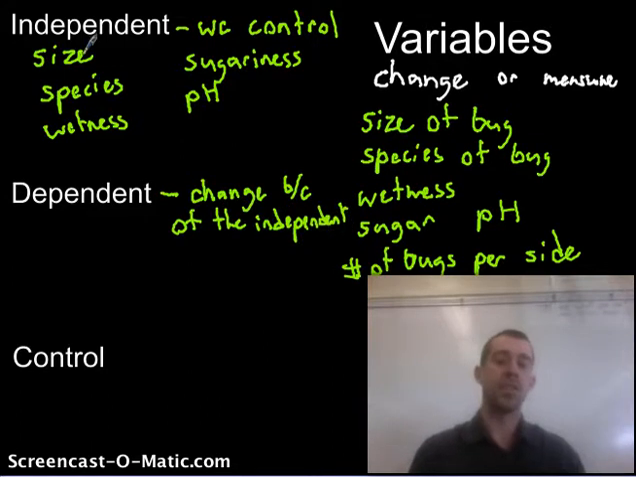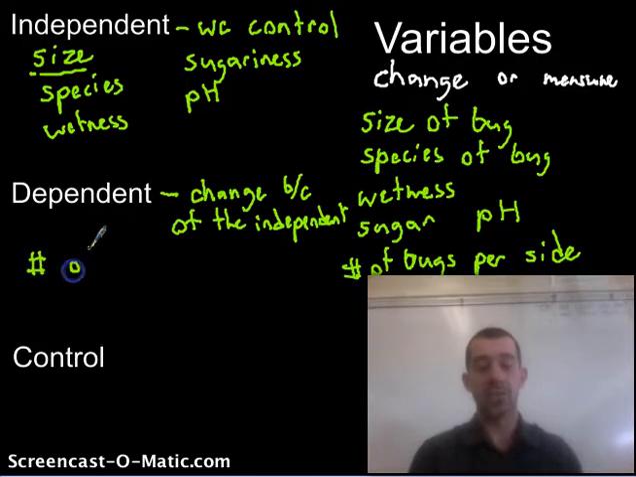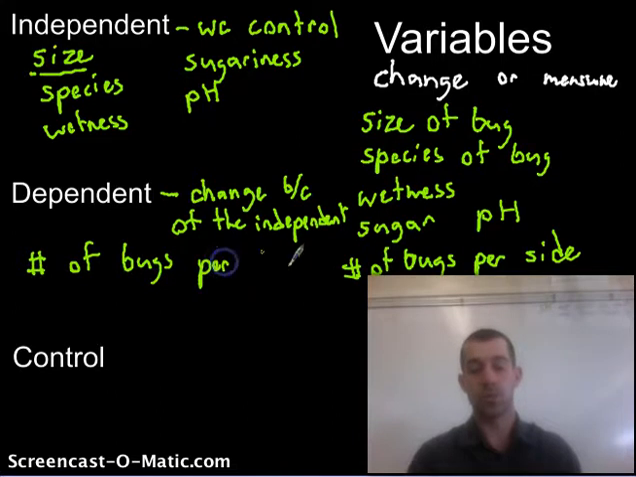So we don't expect that changing the size of the bug would change the sugariness of the choice chamber. So sugariness is not a dependent variable. Neither is wetness or species. The only thing that's dependent on this list is the number of bugs per side, because everything else we directly control. We don't control the choice that bugs make.